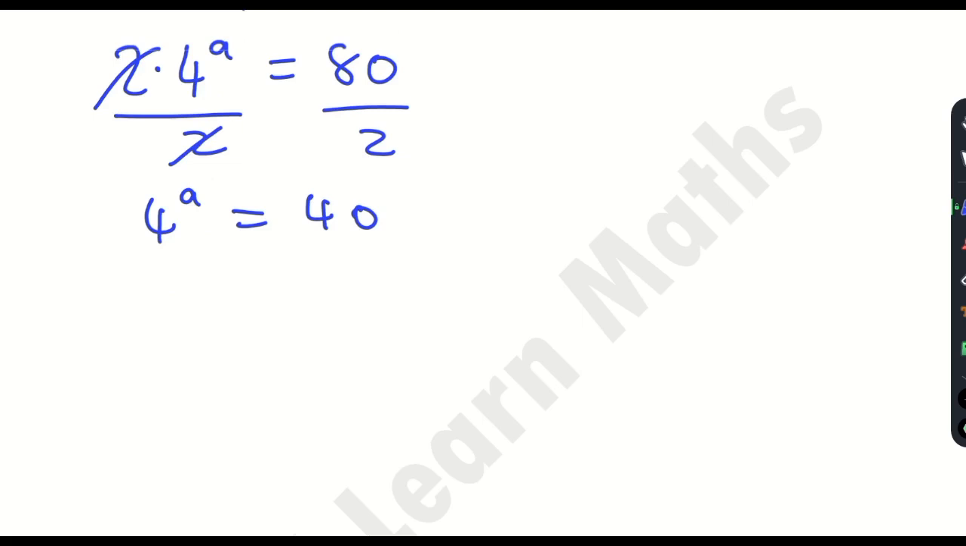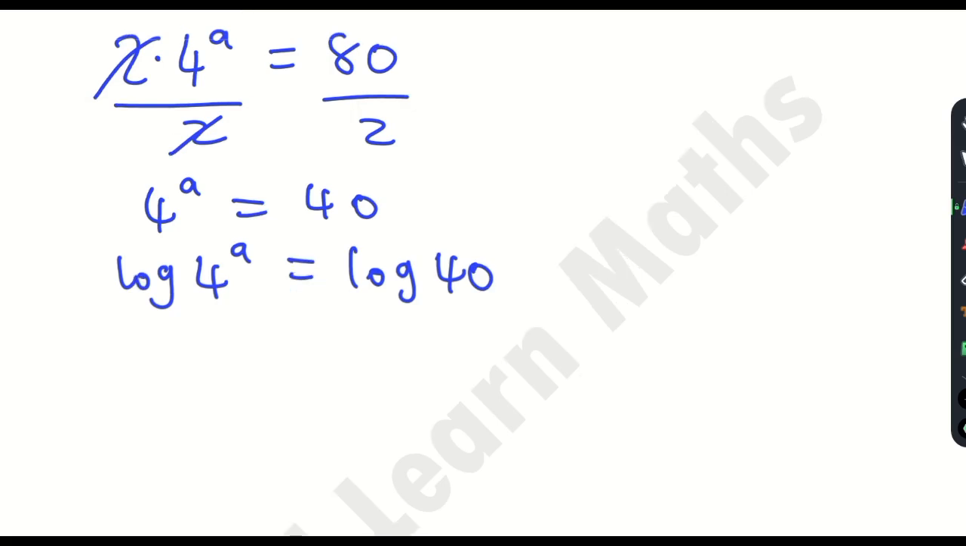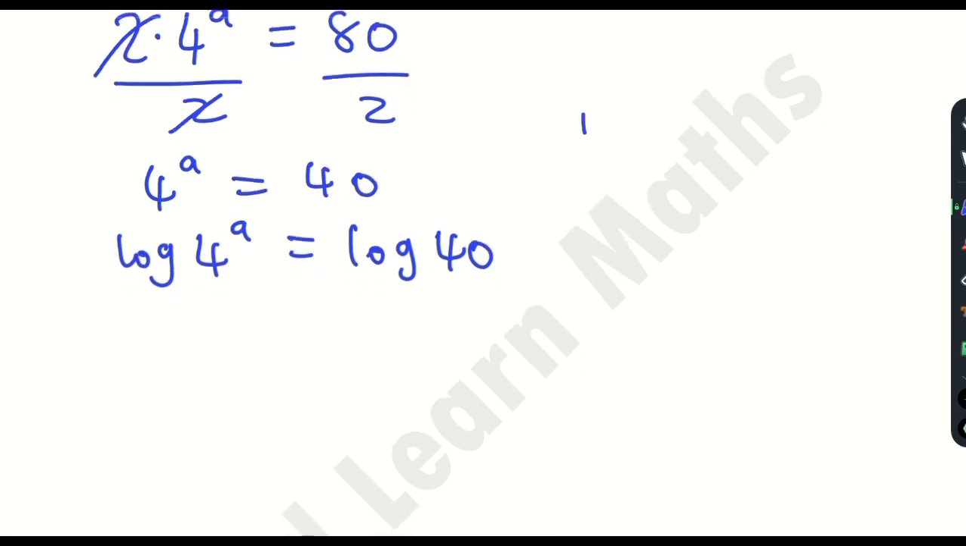Let's do that right away. So if you take the logarithm of both sides, you're going to have log 4 raised to the power a is equal to log 40. Now from one of the laws of logarithm, if you have log a raised to the power, let's say 4, this can be expressed as 4 log a. So let's do that right here. Now you're going to have a log 4 is equal to log 40.